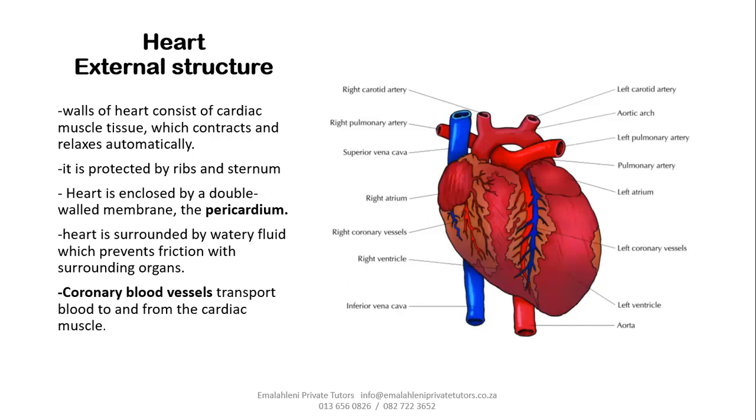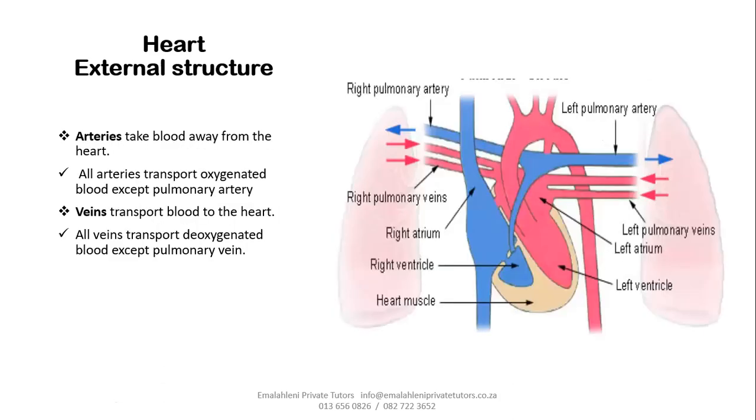Now, the coronary blood vessels transport blood to and from the cardiac muscles. So the heart itself, the tissues, the cells of the heart, also need to receive the oxygen and the nutrients. So they are living cells here. So we are saying the coronary blood vessels are the ones responsible for supplying blood to the heart muscles. Now, let's check here the heart structure.